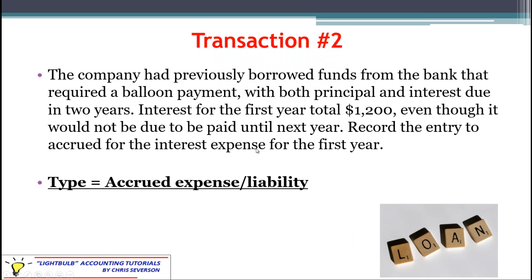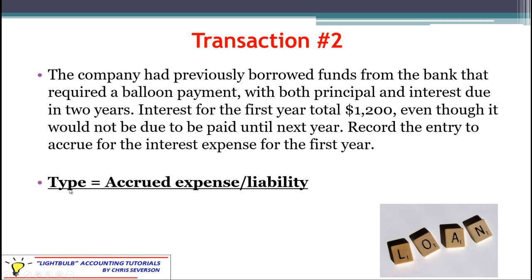Transaction number 2. The company had previously borrowed funds from the bank that required a balloon payment with both principal and interest due in 2 years. Interest for the first year totaled $1,200, even though it would not be due to be paid until next year. Record the entry to accrue for the interest expense for that year.